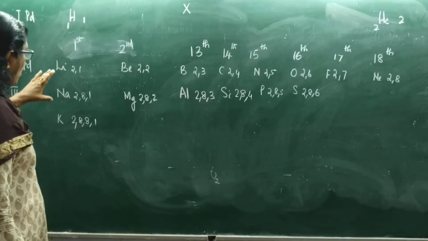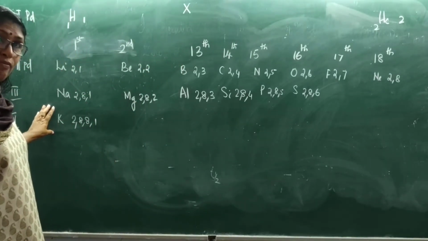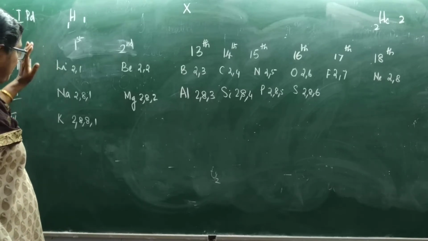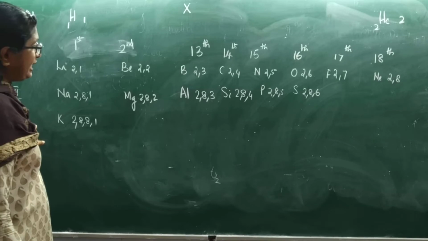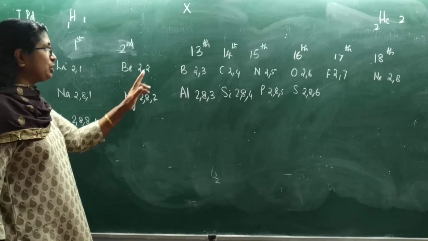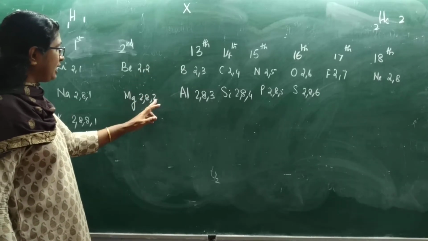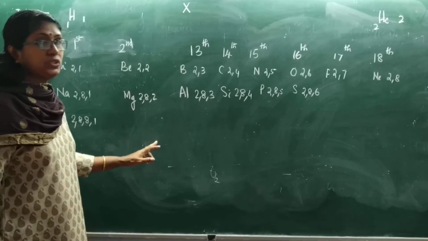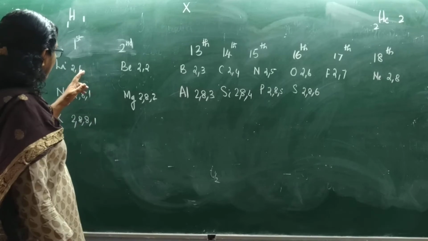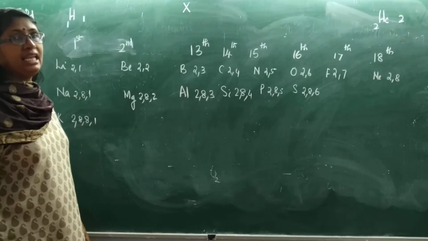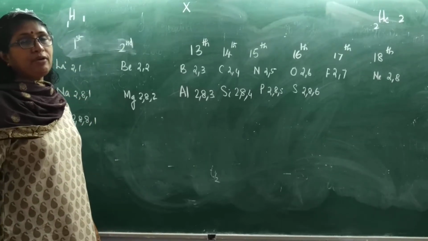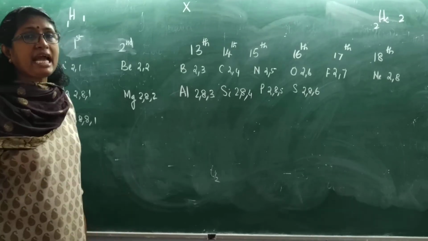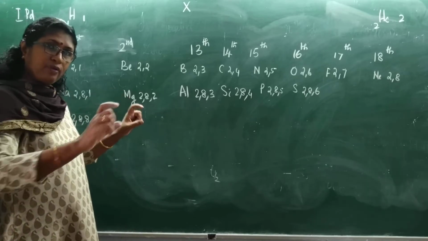So the number of orbits in the configuration will give you the number of the period to which they belong, and the electrons in the outermost shell, you see here 2. The second group has 2 electrons in the outermost shell. So the number of electrons in the outermost shell will give you the number of the group to which it belongs. So if you know the atomic number of an element, you can write its configuration.